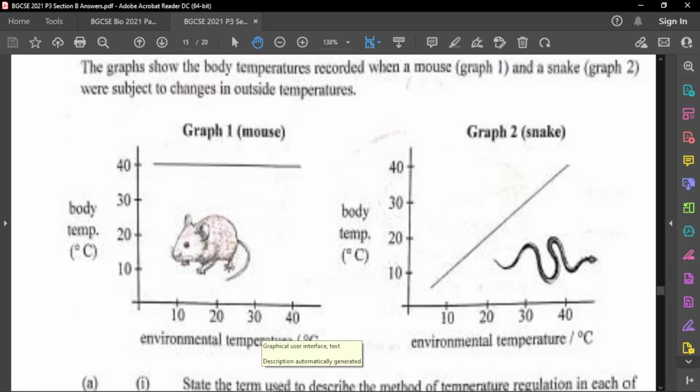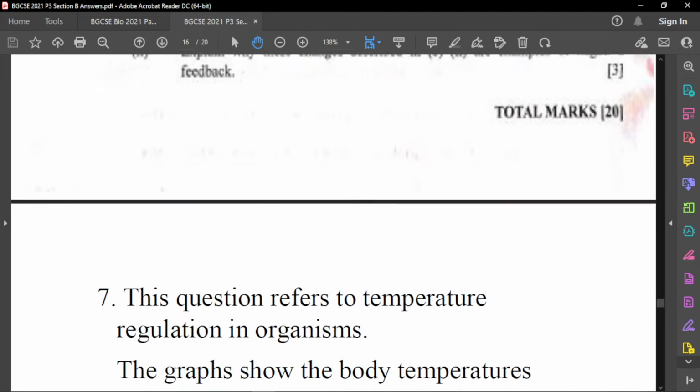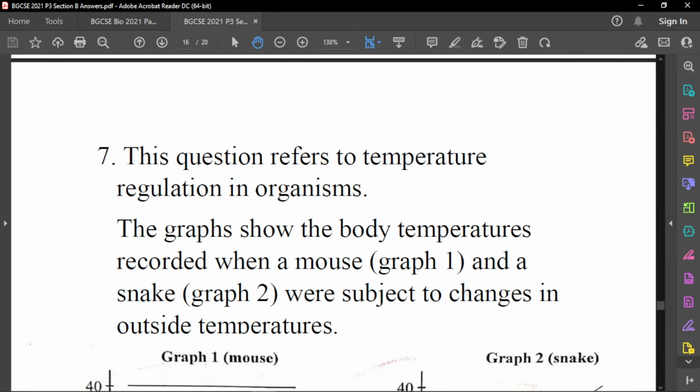All right, number 7, which is the final question. Number 6 was kind of short, but notice number 7 is long, for each part is longer.